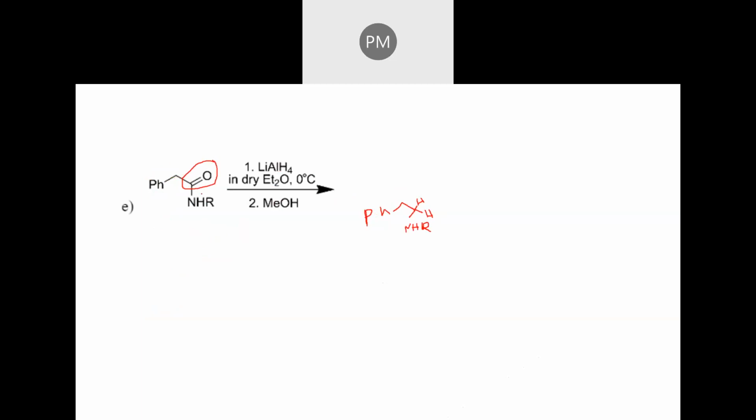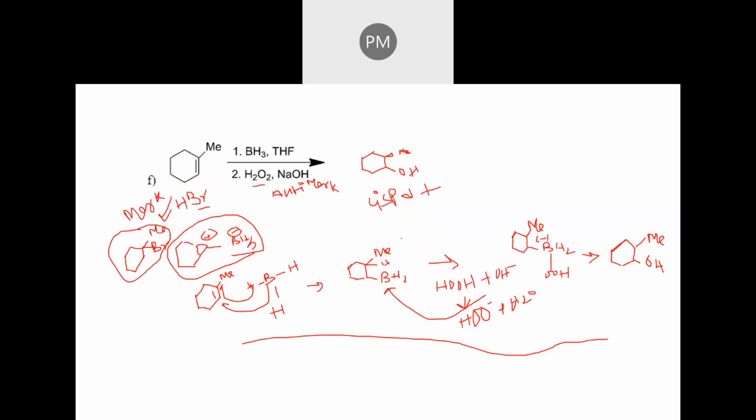Now the next example. Here there is a carbonyl and a 2-degree amine present. With lithium aluminum hydride, it reduces this carbonyl center. So this carbonyl center becomes CH2, and the amine is present as it is. So our product will be like this.